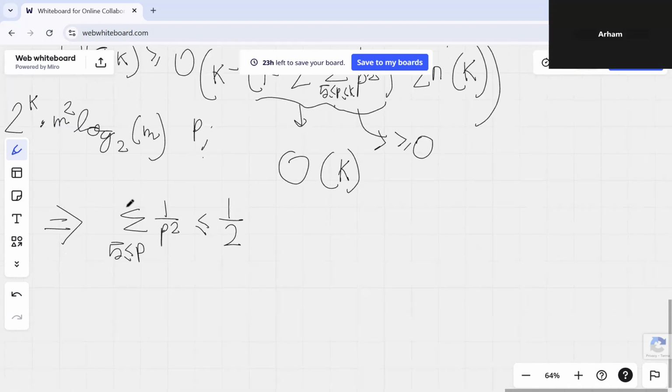Wait, do you see why this is still true with 2 and 3? Sorry, I did not understand. Even if you have 2 and 3, doesn't this still hold, the summation of 1 by p square? I don't think it does if you have 2 and 3. Wait, I'll check. For infinite, like 1 by 4. Does this hold? I don't think so.